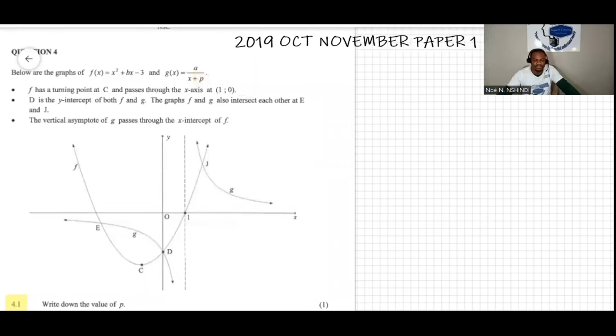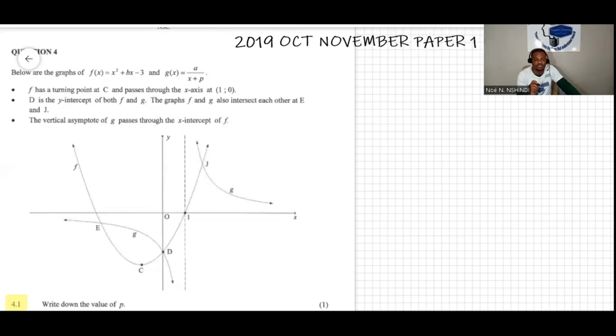Well, we have another question here, question 4. The question says that below are the graphs of f of x and g of x. Some conditions are provided: f has a turning point at C and passes through the x-axis at (1, 0). D is the y-intercept of both f and g. The graphs of f and g intersect each other at E and J.